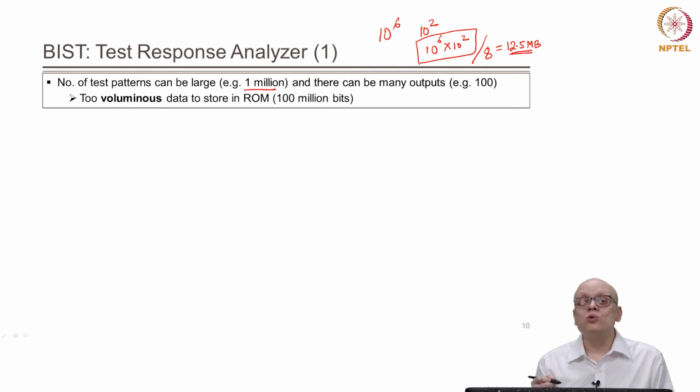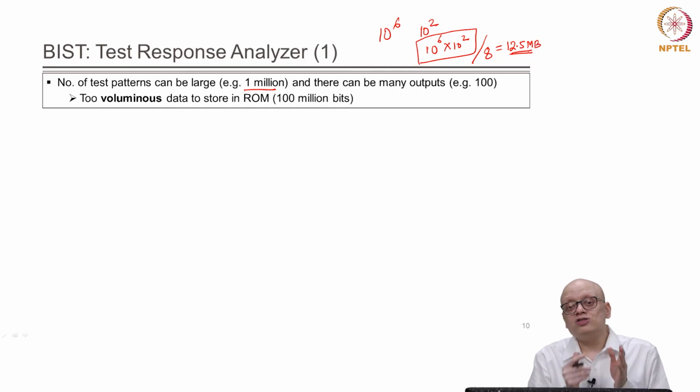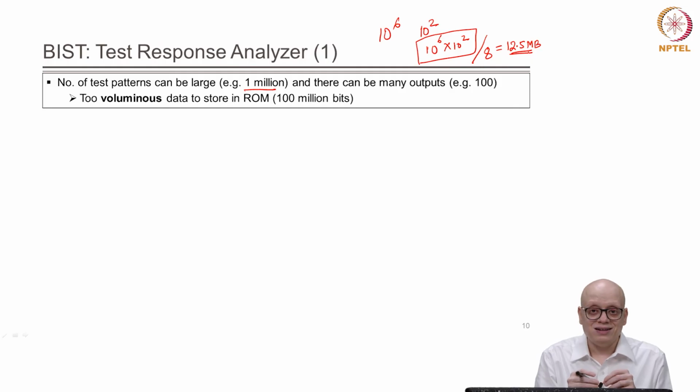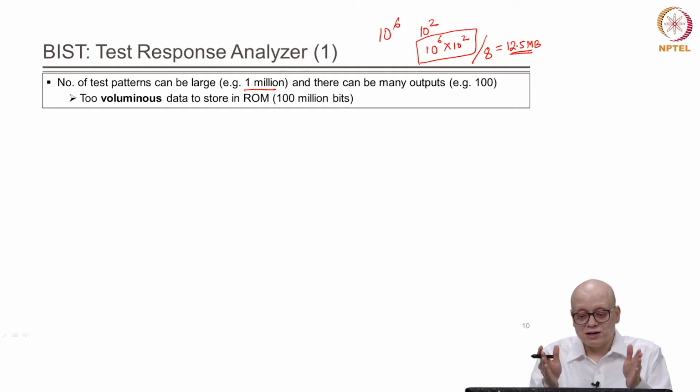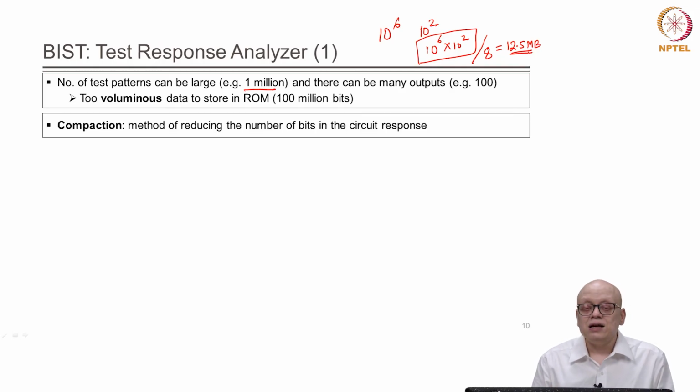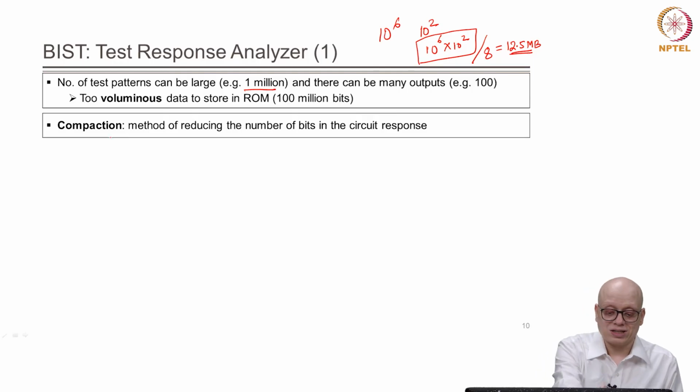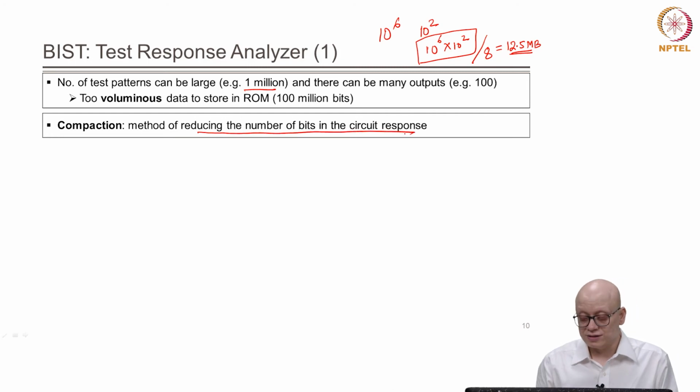Now, this is too much memory if we want to put it in our circuit, and it will require a large amount of area. Therefore, storing the response of our circuit within the circuit which we are designing is impractical. So, what we do in BIST is that we use some method of compaction. What is compaction? Compaction is a method of reducing the number of bits in the circuit response.